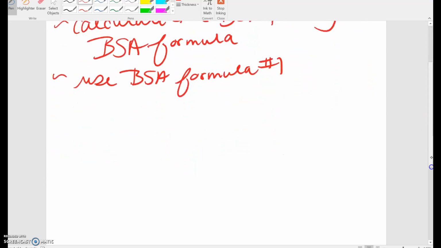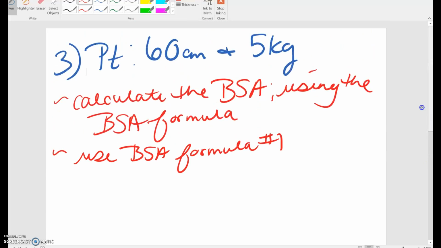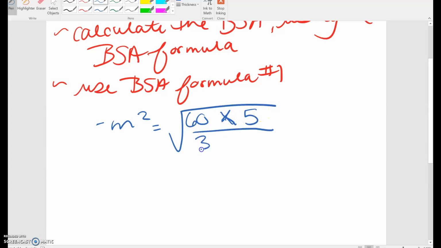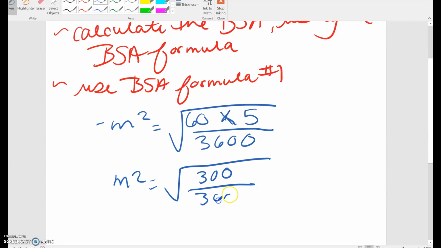And the reason why I'm using that formula is because the patient's height is in what? Centimeters. So I am going to take, meters squared equals the square root of their height in centimeters, which it says is 60, multiplied by their weight in kilograms, which is 5, divided by what? 3,600. 60 times 5 gives you 300. So that's meters squared equals 300. Make sure you check my math over 3,600.